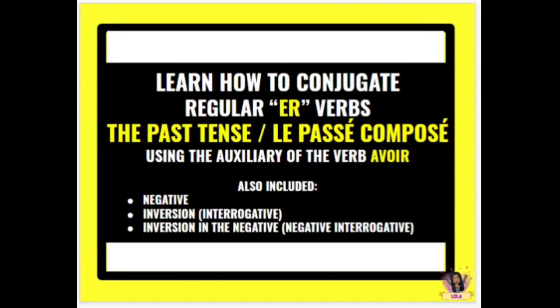In this video, you are going to learn how to conjugate regular ER verbs in the past tense, or le passé composé as we say in French, and we're going to be using the auxiliary of the verb avoir. I've also included the negative, inversion or interrogative, and inversion in the negative or negative interrogative.